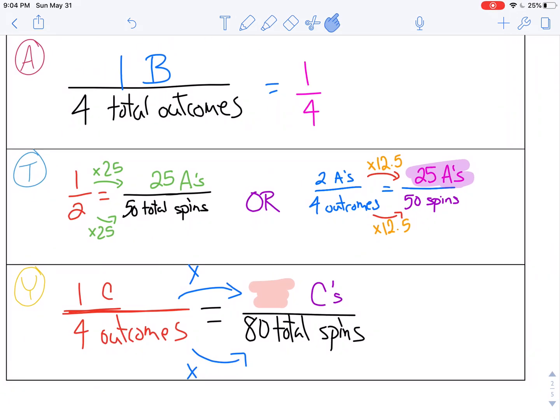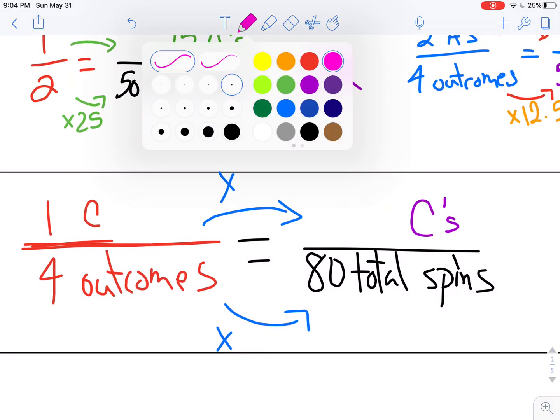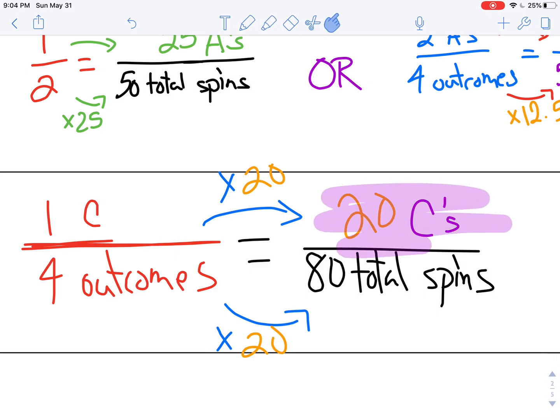All right, the last one is about C's. C's made up 1/4 of that spinner. So I have to figure out what to multiply 4 by to get 80, and that's 20. So if I multiply them both by 20, I expect to get 20 C's. There's my correct answer there.